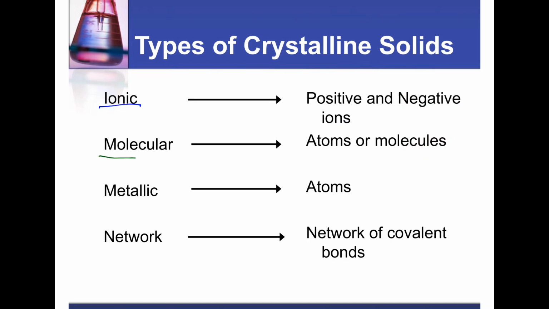The next one is molecular, and molecular means that there are covalent bonds within the molecule, and then the molecules themselves are stacked together. Now we say that it could be atoms or molecules because if it's a non-metal, technically it's molecular, and so any pure atoms that are stacked together that are non-metals would be a molecular solid.